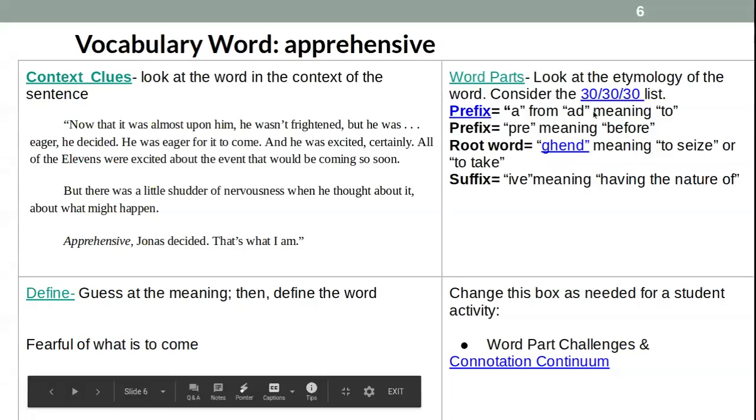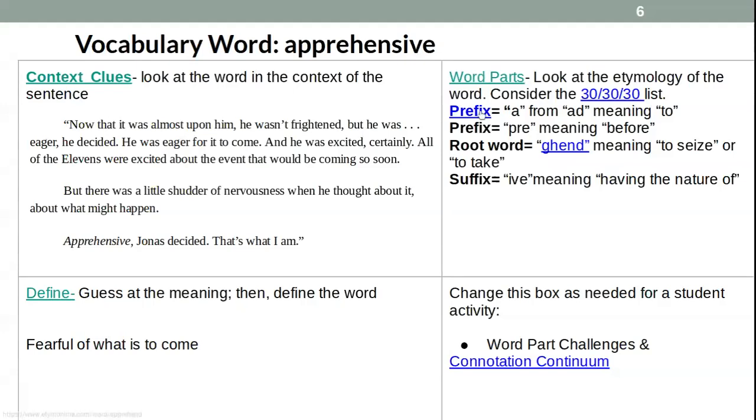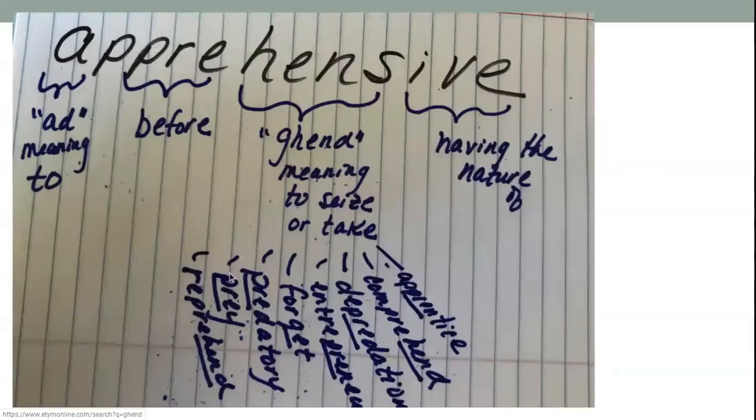When I go to the word parts, this is a great word also, it has a great root word, GHEND, and that part means to seize or to take. And so there's lots of words that connect to it. So I've got a prefix. It comes from AD, the A, which means to. The pre part means before. The hence part comes from the root word GHEND, meaning to seize or to take. The IVE part, the suffix, means having the nature of, and this is an adjective.